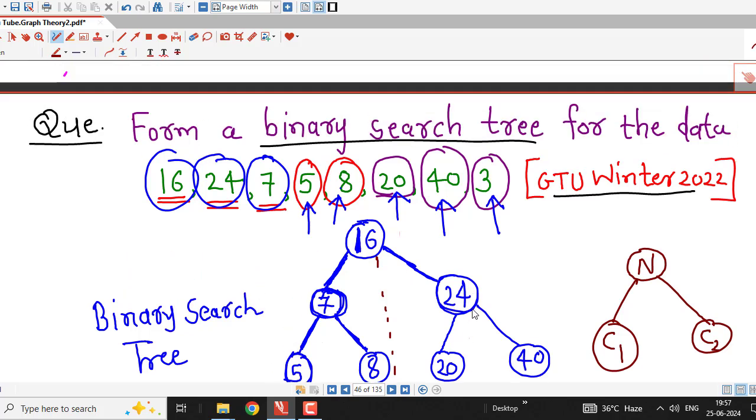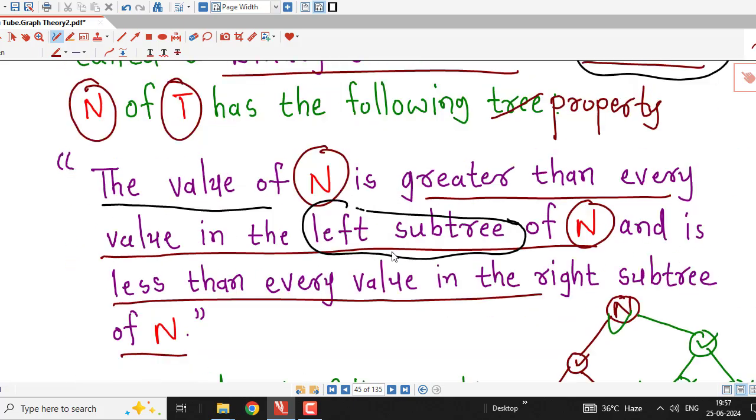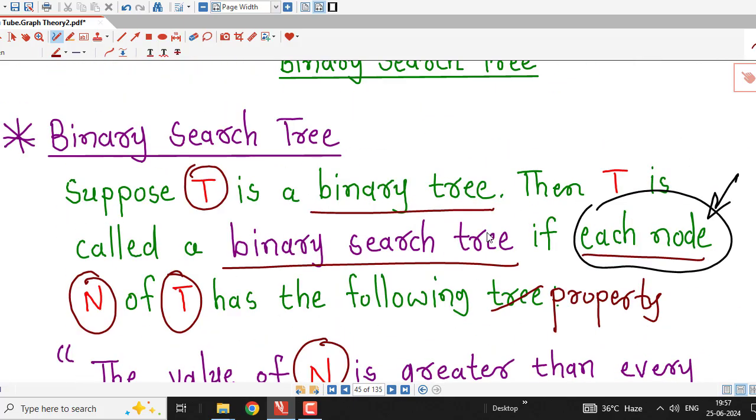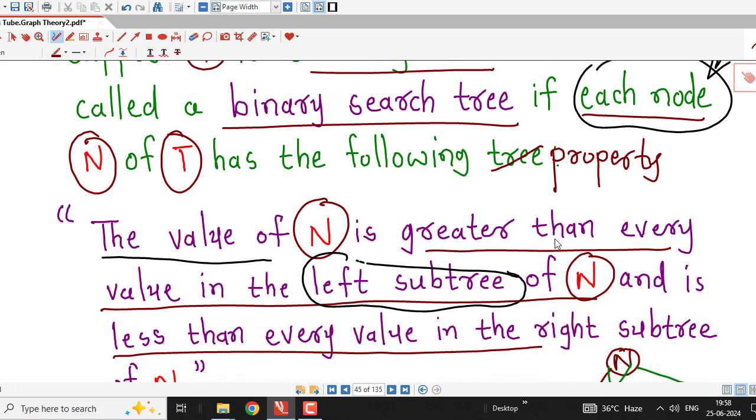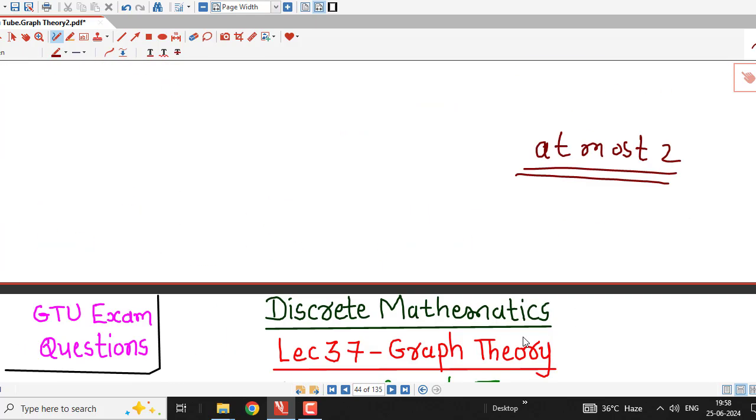So in this way they can ask you to write down the binary search tree or to construct the binary search tree from the given data, and you can easily construct it in this way. All you have to remember is this definition, that a binary tree is a binary search tree if every node N has a value greater than every value in the left side of N, and the value of the node is less than every value in the right subtree of N. So this is all about this session.